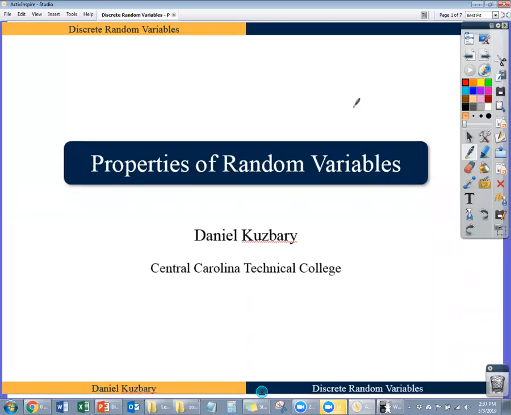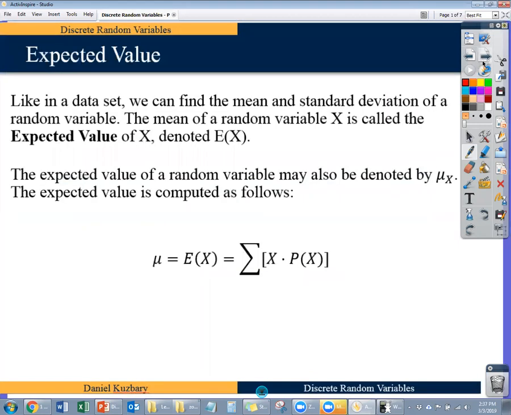This is Daniel Coosbury, and in a previous video, we introduced this idea of random variables, which gave us a bit of structure to work with probability problems and experiments. So this video is going to elaborate on that. We're going to look at some properties of random variables that we can apply to a lot of different kinds of problems and use to our advantage. So let's go ahead and start by talking about the expected value.